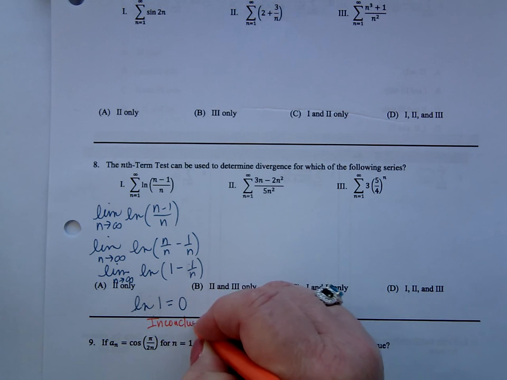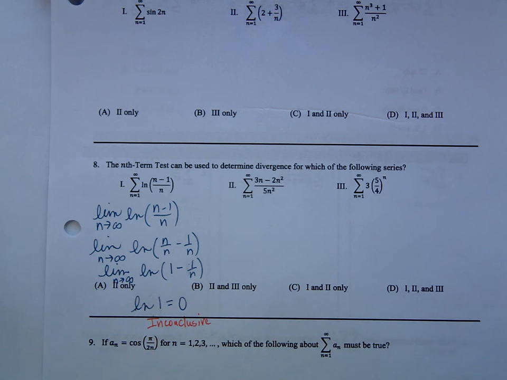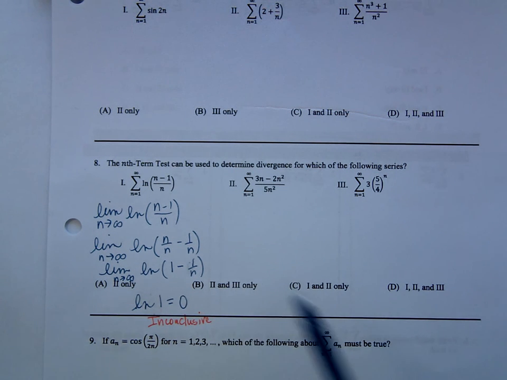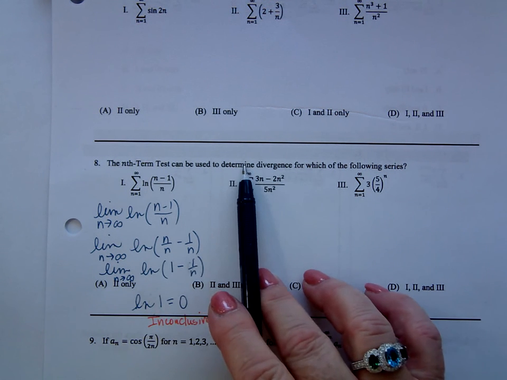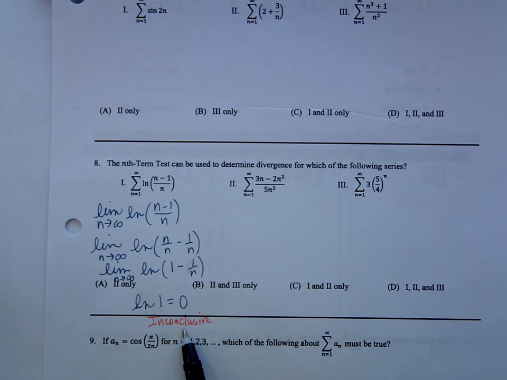Now notice they didn't say use a different test. They're totally just talking about the nth term test. The nth term test can be used to determine divergence for which of these? Not for this guy, because he comes out to be a limit of 0, which is my inconclusive piece.